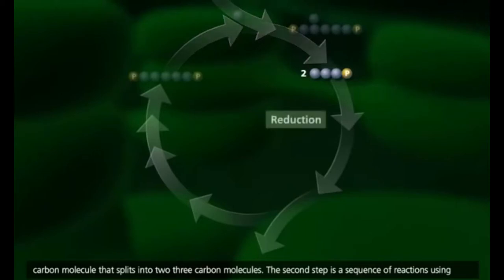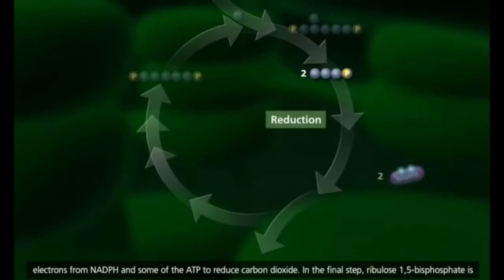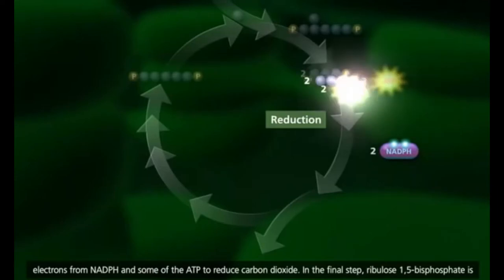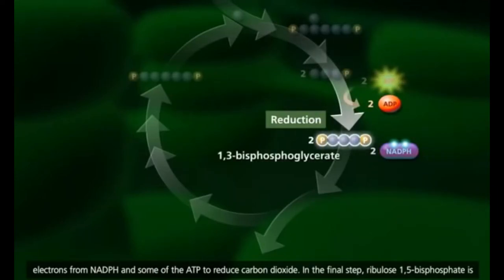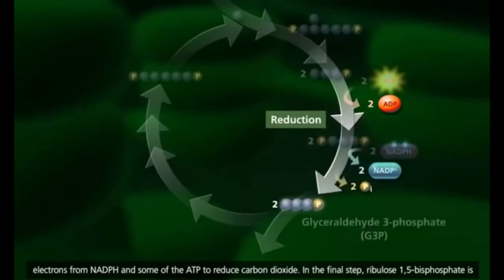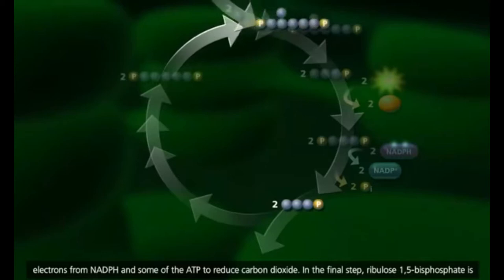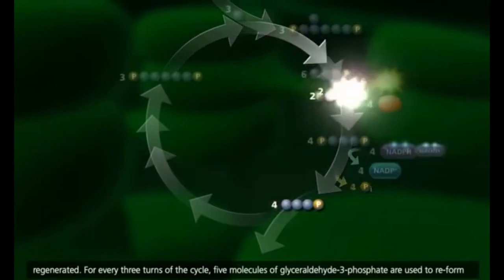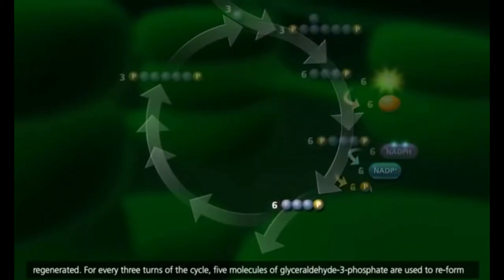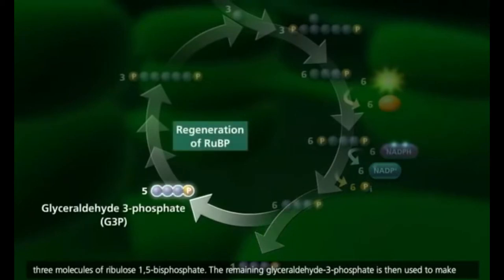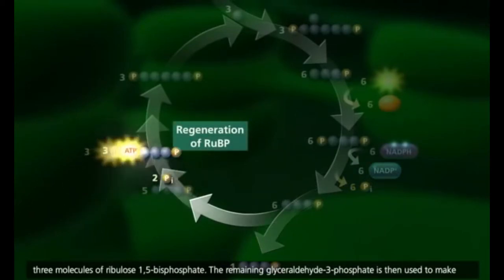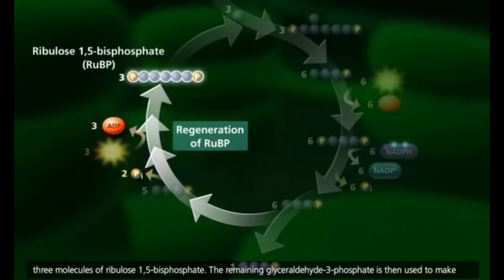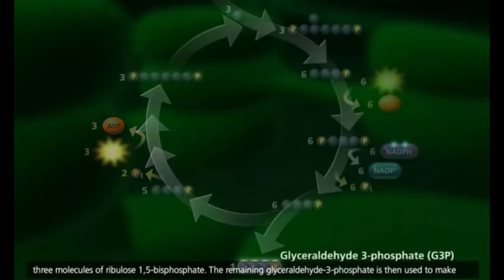The second step is a sequence of reactions using electrons from NADPH and some of the ATP to reduce carbon dioxide. In the final step, ribulose 1,5-bisphosphate is regenerated. For every 3 turns of the cycle, 5 molecules of glyceraldehyde 3-phosphate are used to reform 3 molecules of ribulose 1,5-bisphosphate. The remaining glyceraldehyde 3-phosphate is then used to make glucose, fatty acids, or glycerol.